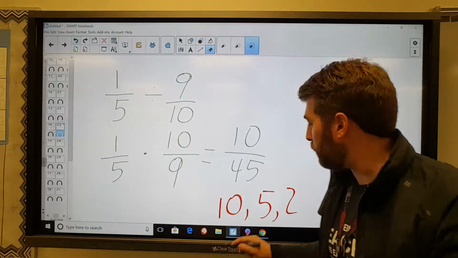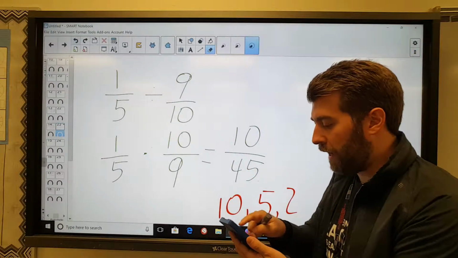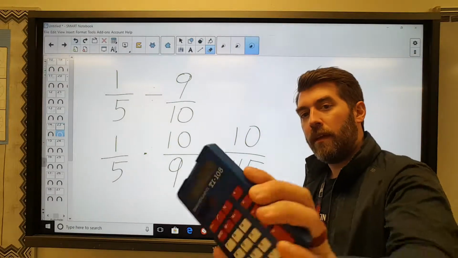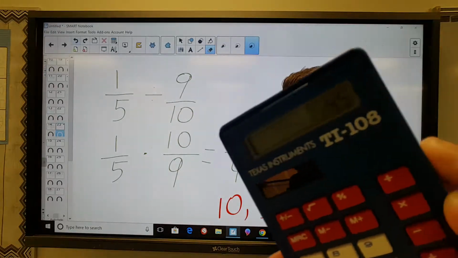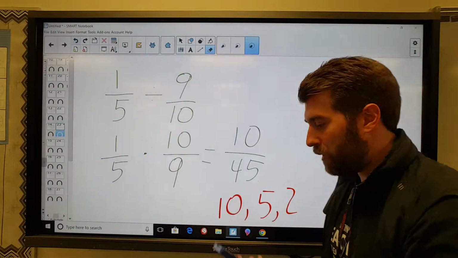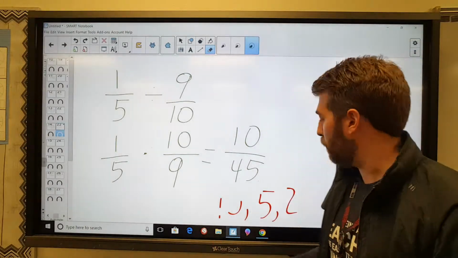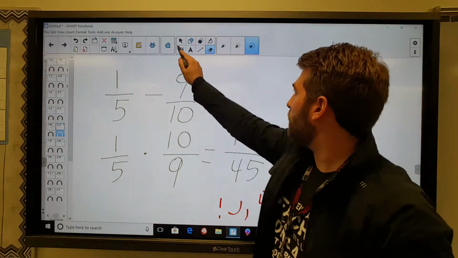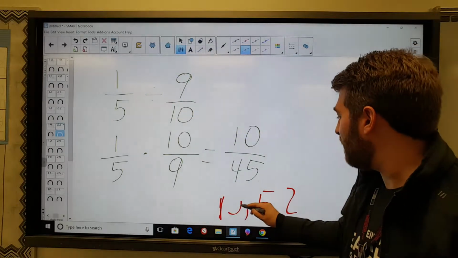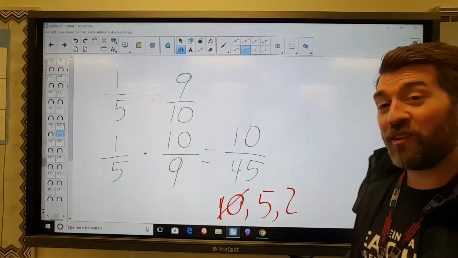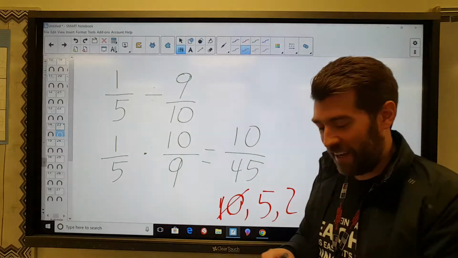Okay, so we're going to start with that 10, and I'm going to do 45 divided by 10. And you see there, I got 4.5. So it's got a decimal number, so it can't be 10. That's okay. We're going to move on to the next one, which is 5.